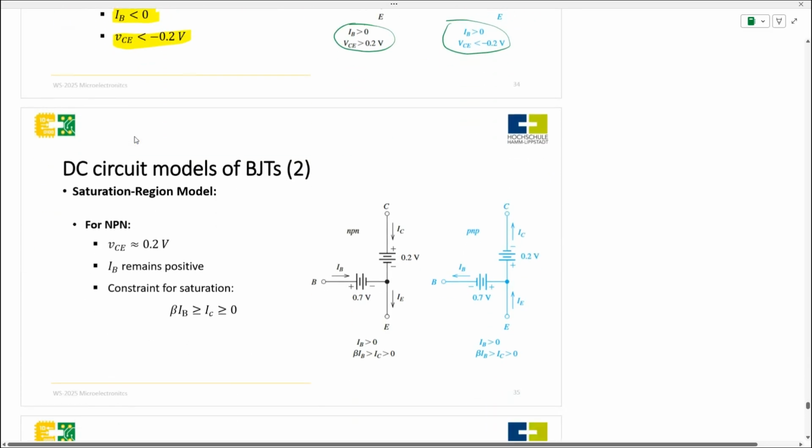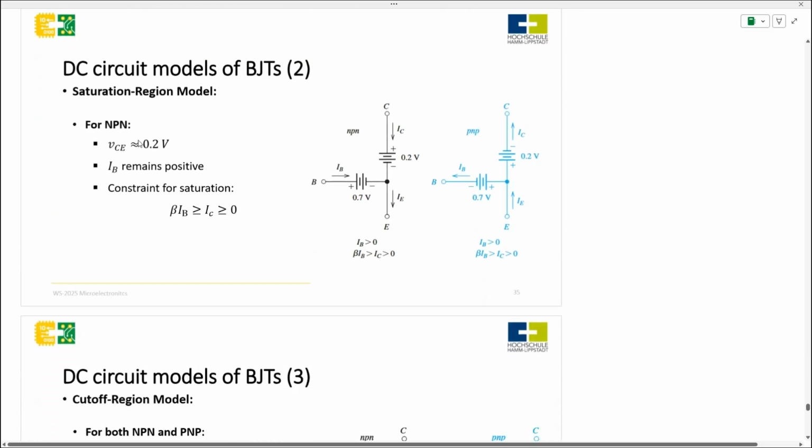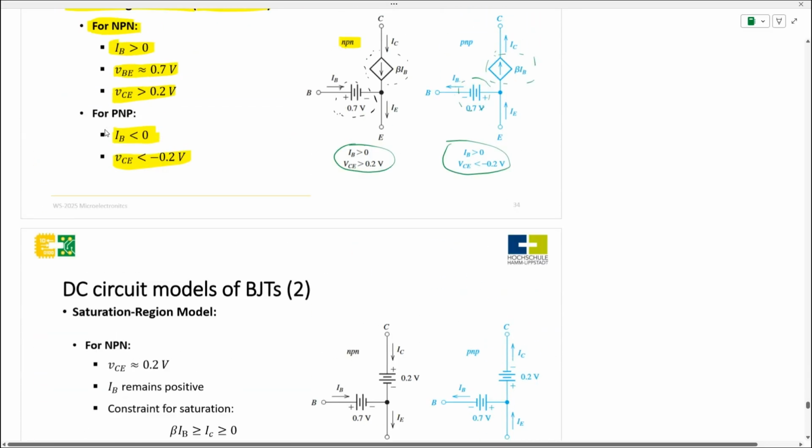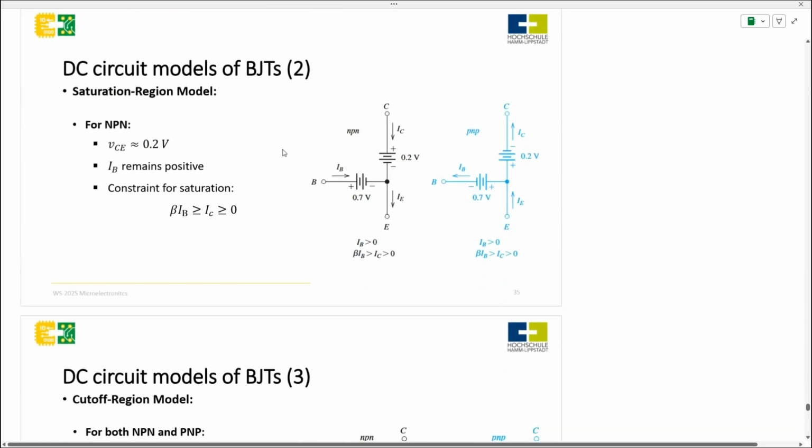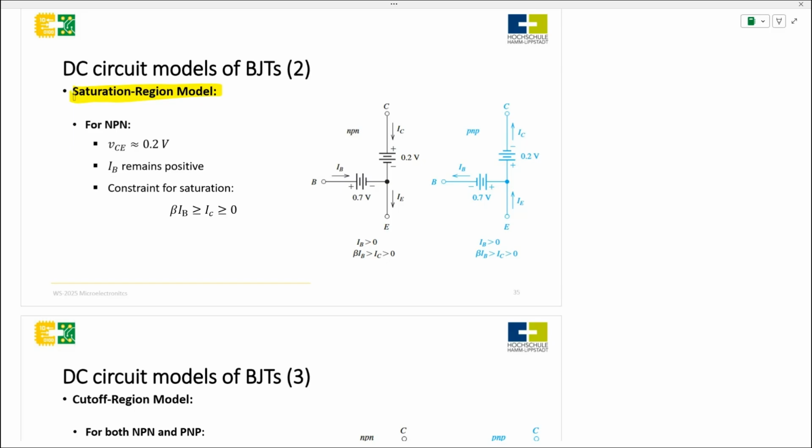Okay, so the saturation region model. Keep in mind, this is the active region model. Now we'll be talking about the saturation region model. So this is the saturation region model, how it looks like.